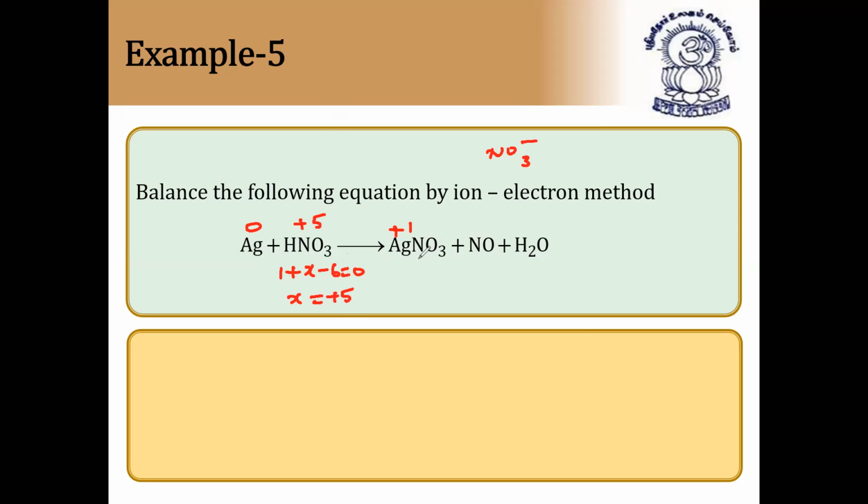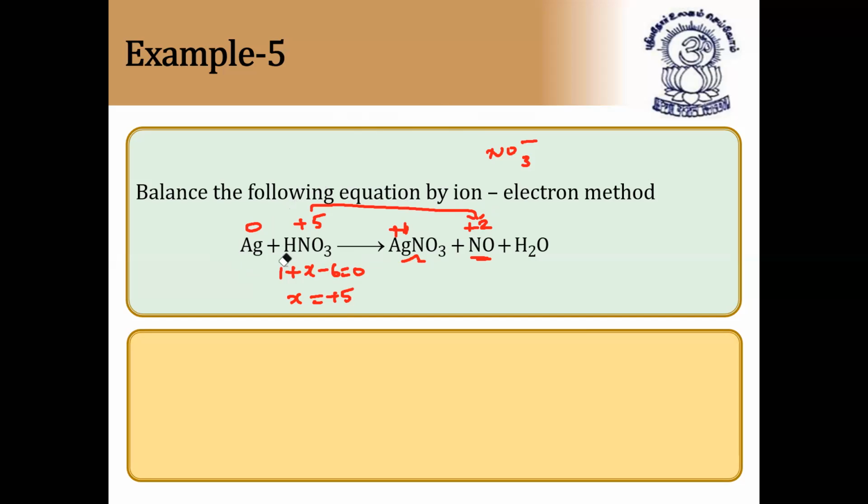So 0, +5, +1, and nitrogen oxide. Here, what is the oxidation state of nitrogen? Here we will take directly nitrogen +5, and here it is changing to, sorry, +2 only, because only one oxygen. And here nitrogen is 1 plus x minus 6, it is +5. So here there is no need to write it, just we have to identify this, because there is no change in oxidation state of nitrogen here. So straight away we will be writing +1 for silver, and nitrogen is +2. So it is 5 to 2 decrease in oxidation number, and this is 0 to 1 increase in oxidation number.